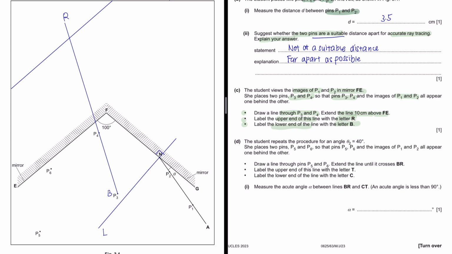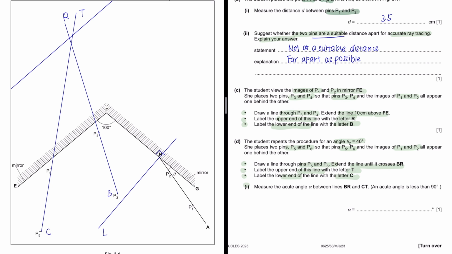Alright, done. Question D. The student repeats the procedure for an angle theta equals 40 degrees. She places two pins P5 and P6 so that pins P5 and P6 and the images of P1 and P2 all appear one behind the other. Bullet point 1. Draw a line through pins P5 and P6. Extend the line until it crosses BR. Bullet point 2. Label the upper end of this line with the letter T. And third bullet point, label the lower end of this line with the letter C.